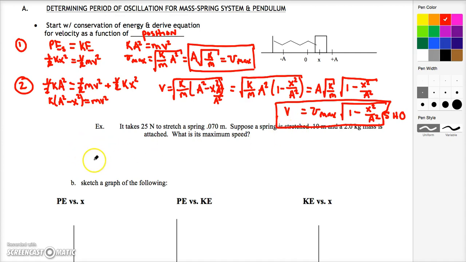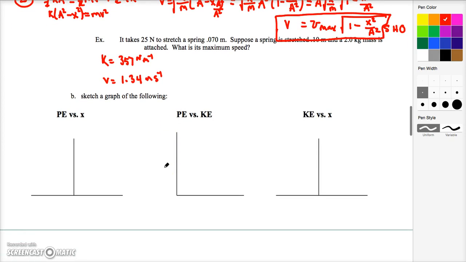So try out this example, but I will tell you what I got. You have to first find k, so I got 357, and that's newtons per meter. And then if you go through and solve for the speed, which is what it's asked, I got 1.34 meters per second.